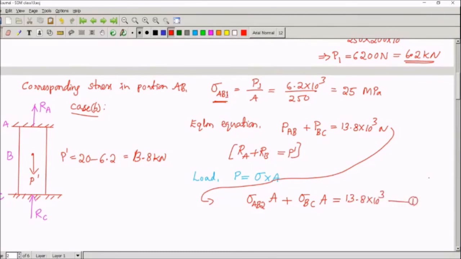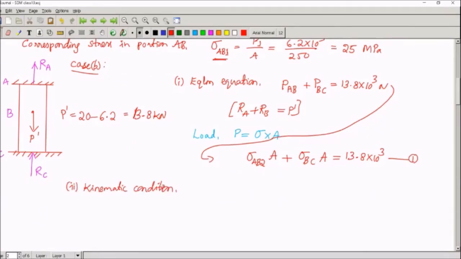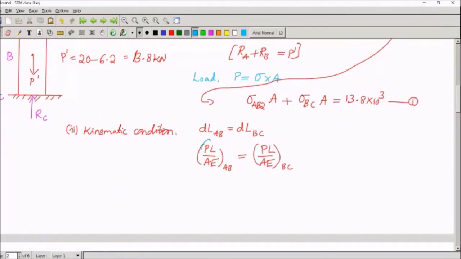This is the equilibrium equation, and the kinematic condition, or displacement condition, is that DL in the portion AB should be equal to DL in the portion BC. Magnitude should be equal, because whatever extension is experienced in portion AB should be equal to the compression experienced in the portion BC. So deformation has to be equal. And DL for the first portion is PL by AE of portion AB, which should be equal to PL by AE of portion BC. But we know that P by A is stress. I can write P by A as stress here also.